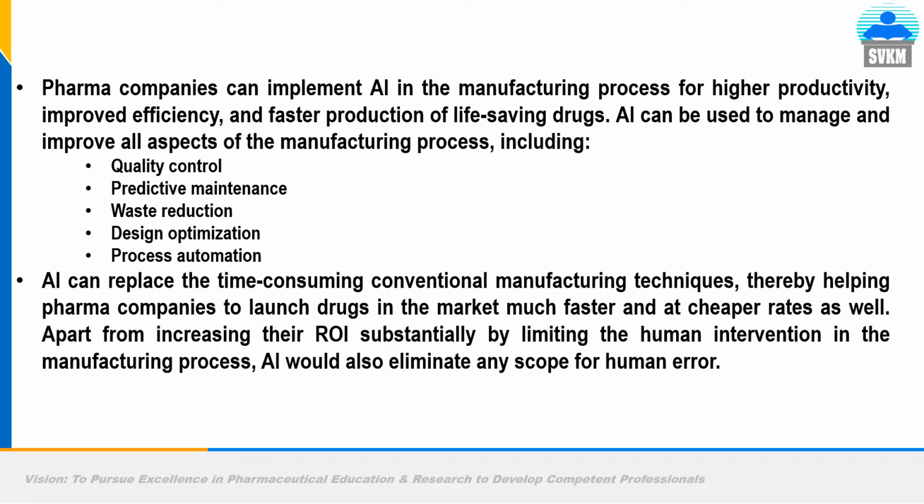Pharma companies can implement AI in the manufacturing process for higher productivity, improved efficiency, and faster production of life-saving drugs. AI can be used to manage and improve all aspects of the pharmaceutical manufacturing process like quality control, predictive maintenance, waste reduction, decision optimization, process optimization. So earlier we have seen the application of AI in marketing. Now we have moved to AI in manufacturing.